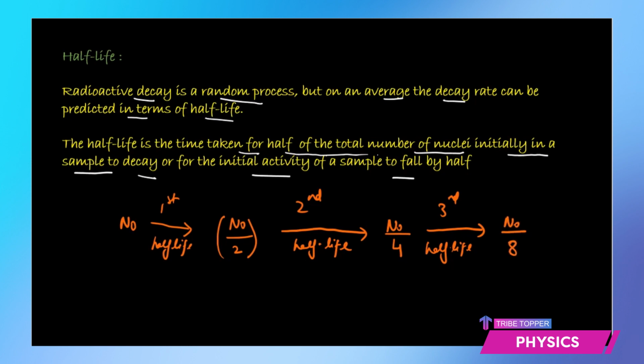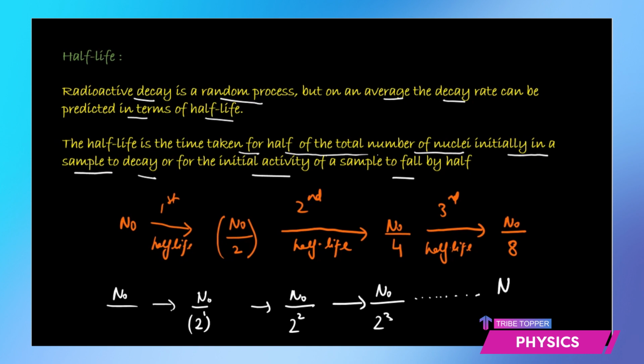naught by 8. So if you look at it, the general trend is you have N naught to start with. After the first half-life, you have N naught by 2 to the power of 1. After the second half-life, N naught by 2 to the power of 2. After the third half-life, N naught by 2 to the power of 3. So in general, after n half-lives, you will have the sample reduced to N naught by 2 to the power of n, right? So this is how the sample reduces.